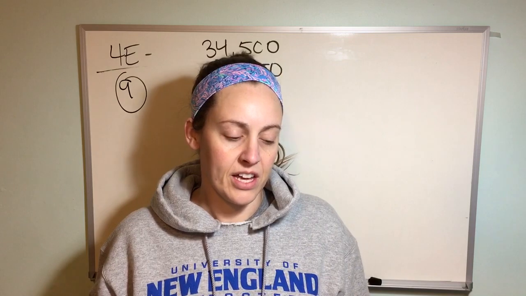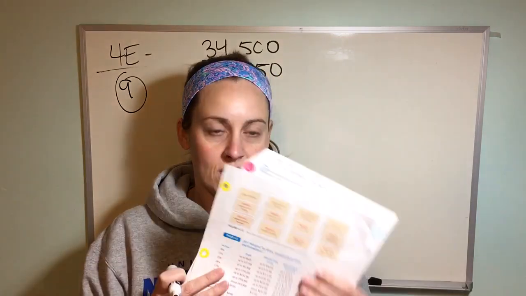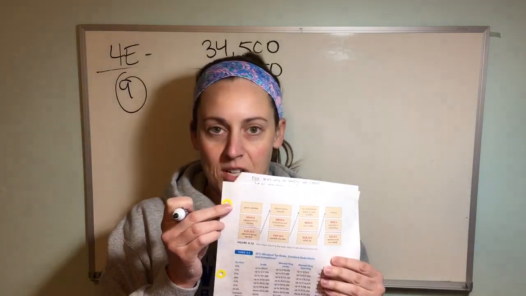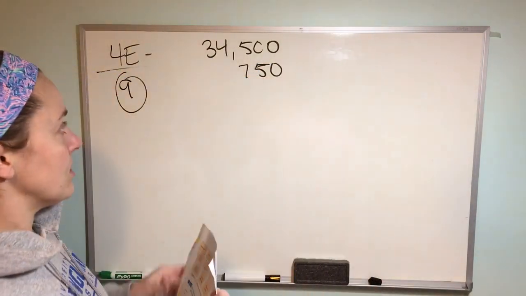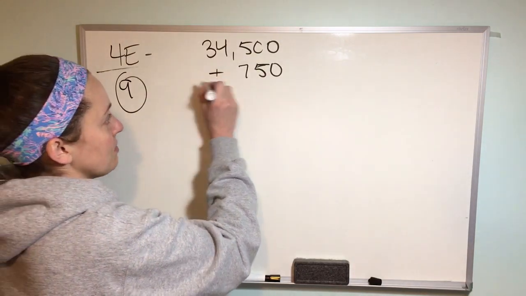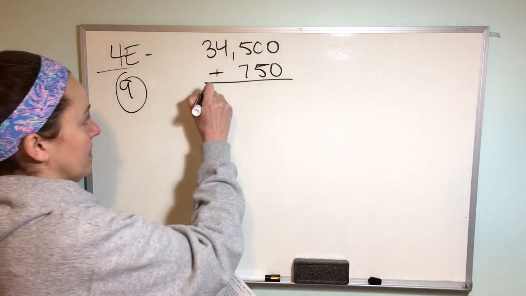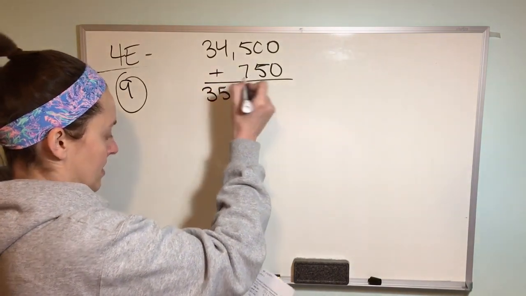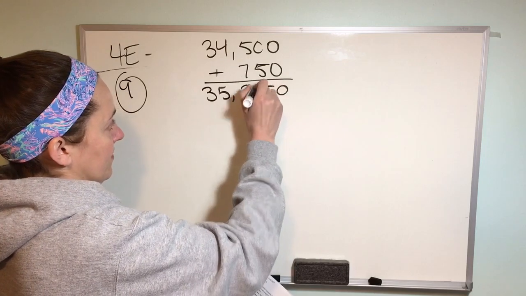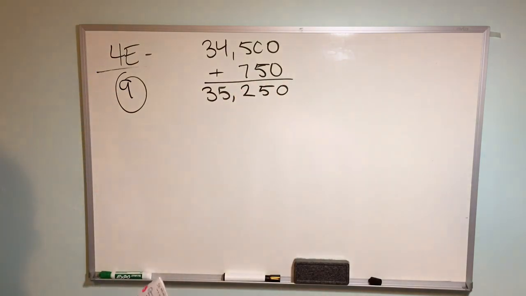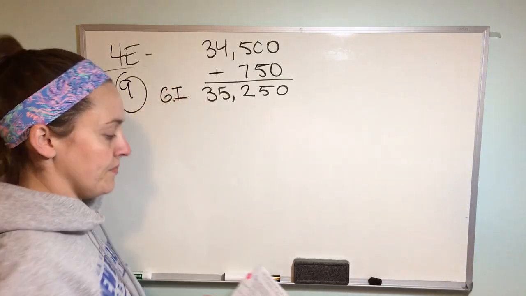First, we have to calculate Carla's gross income. And remember, going back to this flow chart, we start at the top. The gross income is any money coming in, right? So these are the two things she has coming in, so we can add those together. I got $35,250. So this is her gross income.